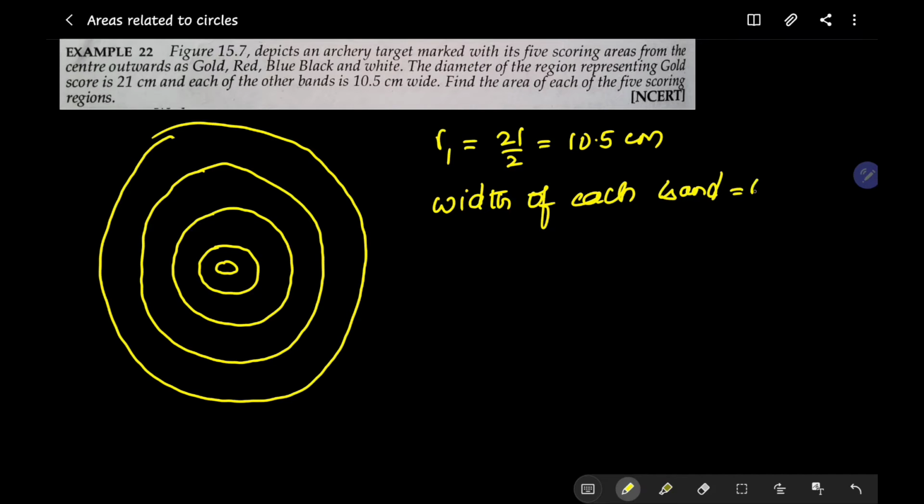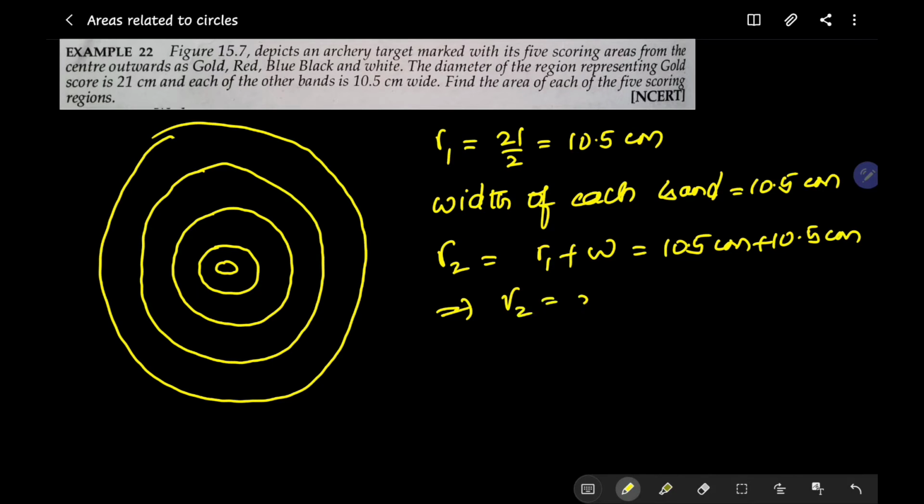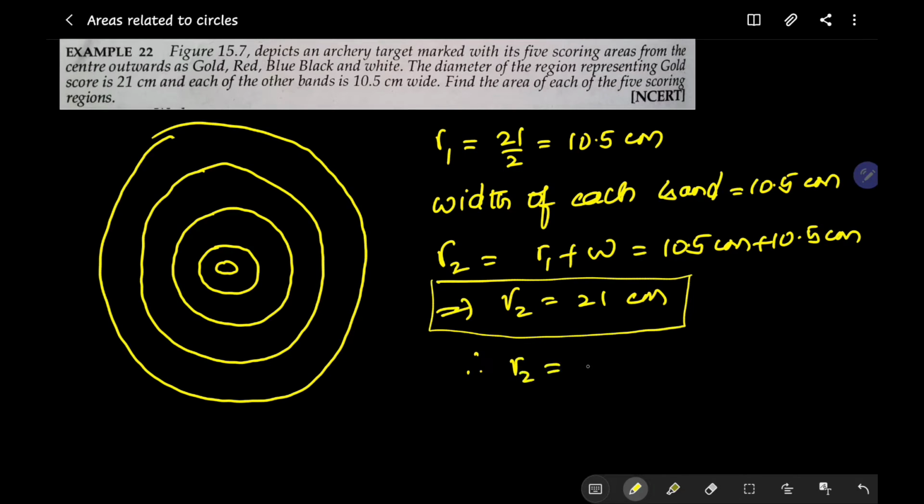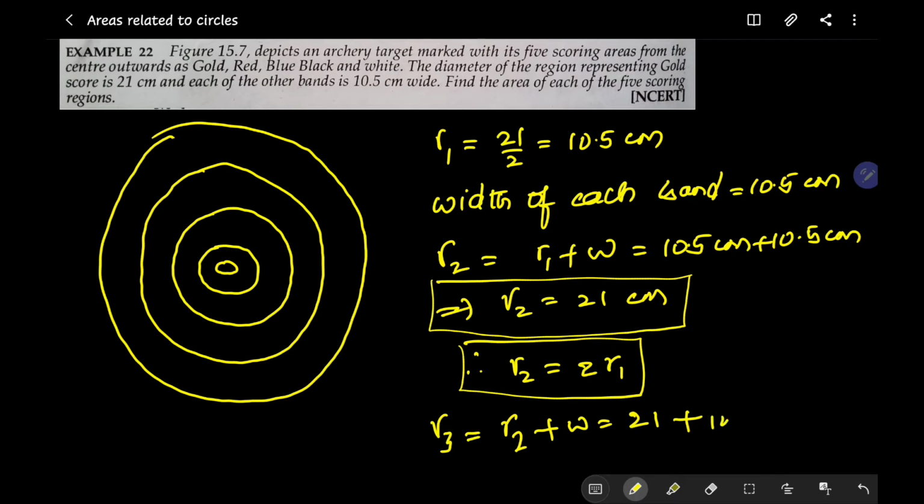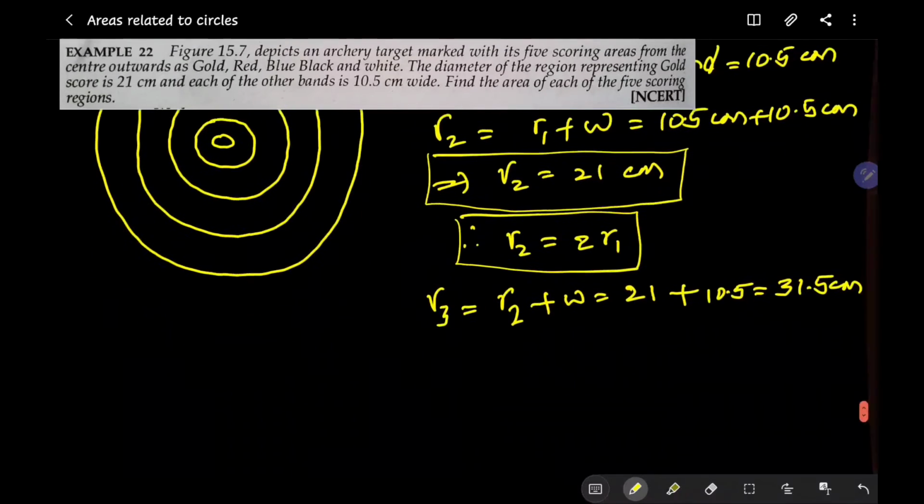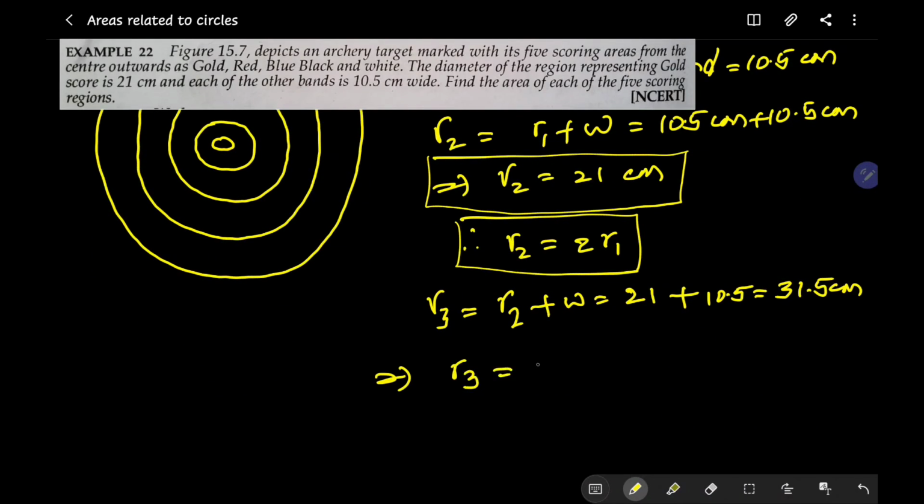For this, first we need to find out the radii of the circles. Radius of the second circle is the addition of the radius of the first circle and the width of the first ring. So the radius of the second circle is equal to 21 centimeters, which is 2 times the radius of the first circle. Now R3 is the addition of the radius of the second circle and the width of the second ring, which will finally give you 31.5 centimeters. This is exactly 3 times the radius of the first circle R1. So we can express R3 as 3 into R1.